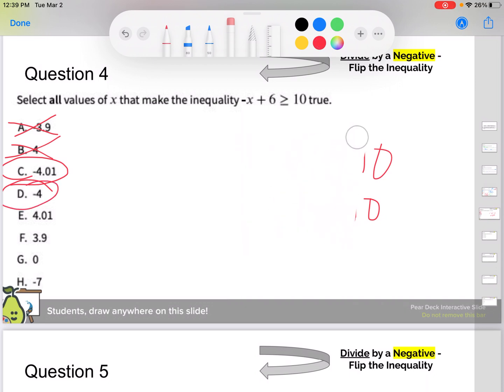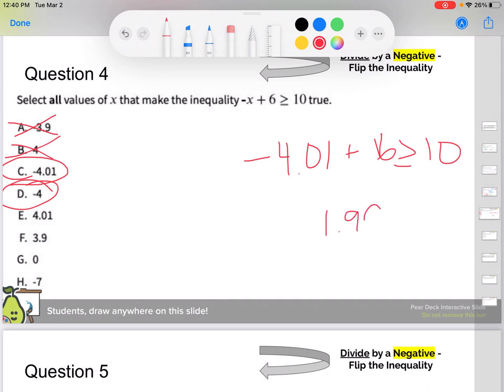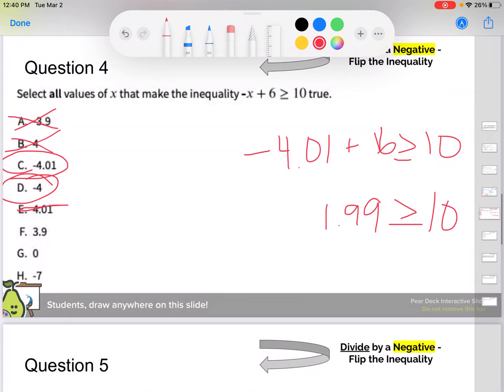All right, a positive times a negative is going to be a negative 4.01 plus 6 is greater than or equal to 10. Oops, sorry, that should be 6. There you go. So when I subtract that, I get 1.99, and that's not going to be greater than or equal to 10. So E is out. All right, let's try the next one.